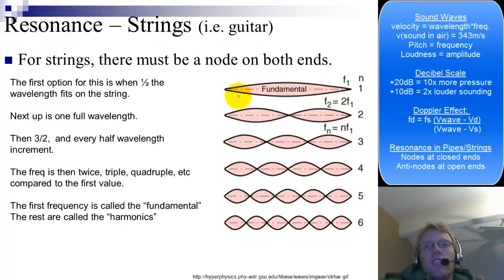Second thing here is a string. A string is fixed on both ends, so it behaves in the same way as a pipe would if it was closed on both ends. And so you have to have a node on both ends, so you can fit here a half wave. Here we have a full wavelength, then we have 1.5, 2, etc. So the frequency here on a string just goes up by a factor 1, 2, 3, 4, 5. And this is exactly what you saw in the video. The first three were this one, and this one, with the different amounts of motion in there. So the fundamental frequency is the first one, and then the different harmonics are each increment after that.